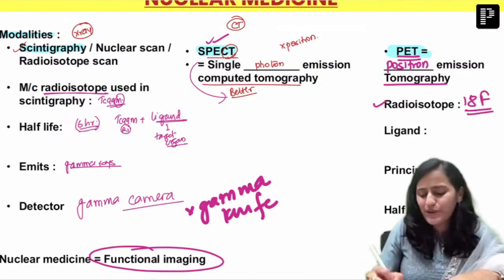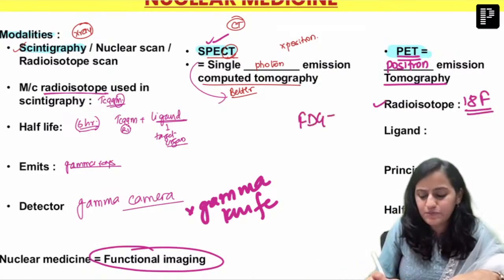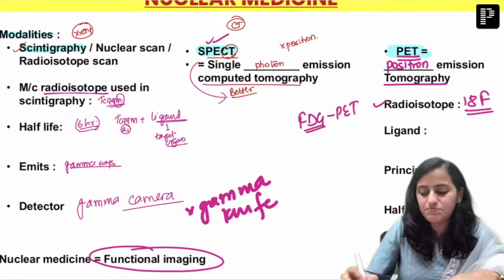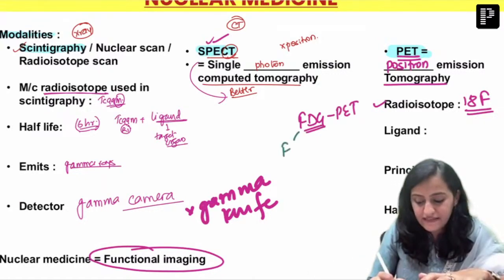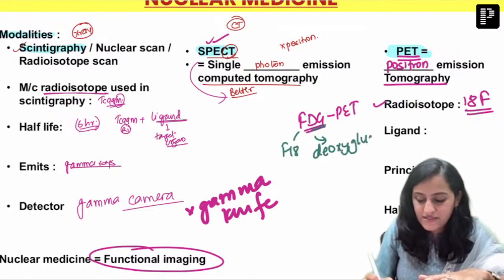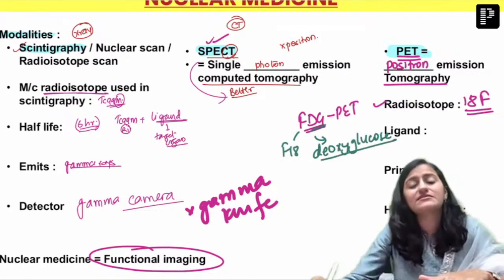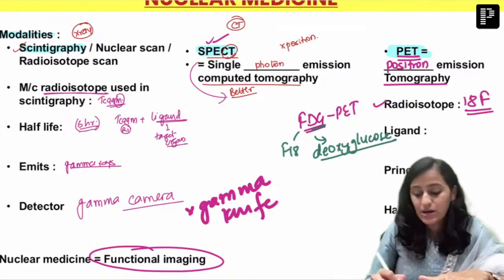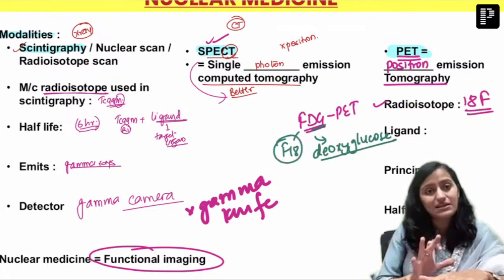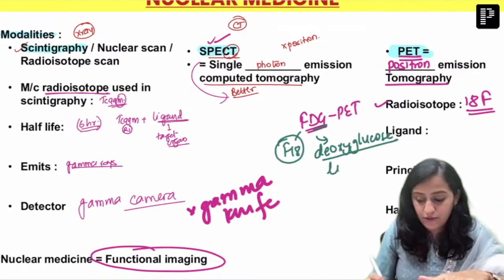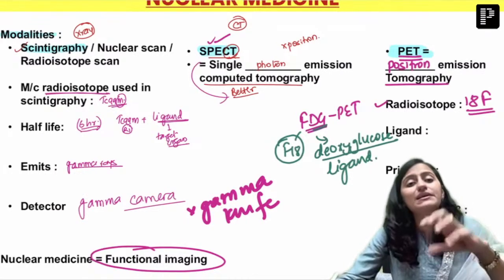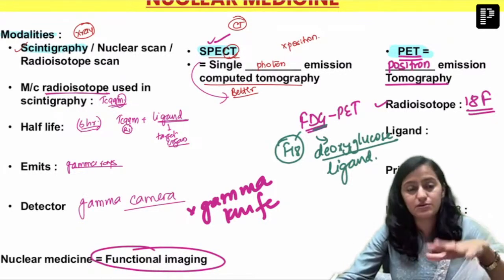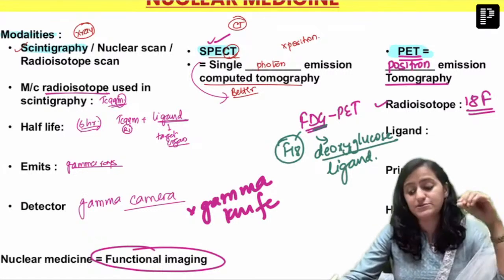Why not? So, when you talk about PETs, we most commonly talk about FDG PET. What does F stand for? F stands for F18. What does DG stand for? Deoxyglucose. So out of that, this F18 is the radioisotope. Deoxyglucose is the ligand which is used in PET scan. The most common ligand used in PET scan is deoxyglucose. F18 is the radioisotope used.